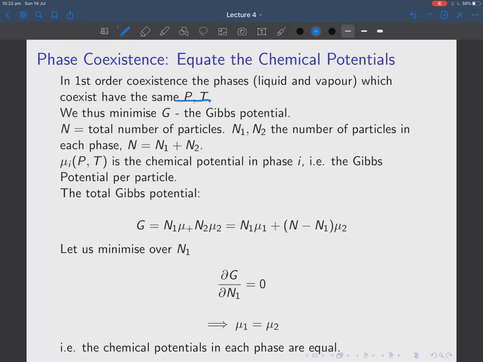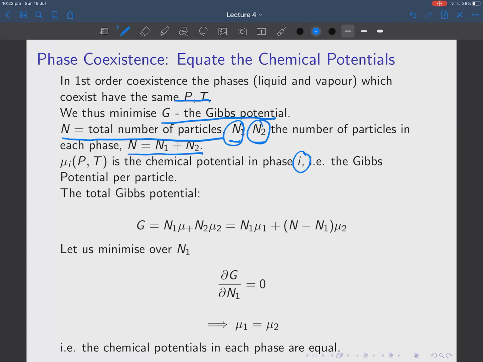All right, so if we have coexistence of phases, liquid and vapor, coexisting at the same pressure and temperature, we're going to minimize the Gibbs potential. We've talked about chemical potentials before, and we said you have to equate the chemical potentials. Let's try and prove that here. N is our total number of particles, N1, N2 the number of particles in each phase. So this might be in vapor, this might be in liquid, but we have this being true.